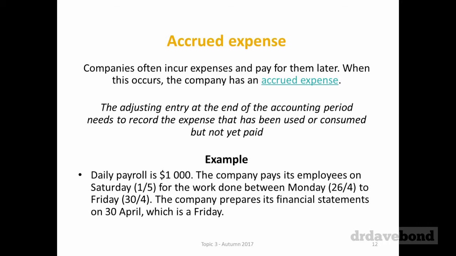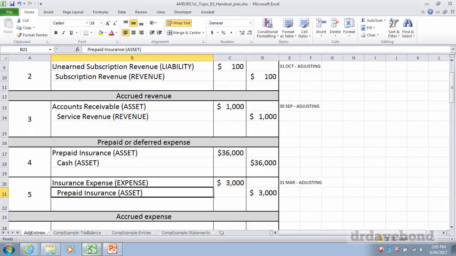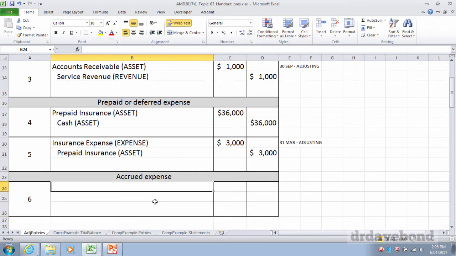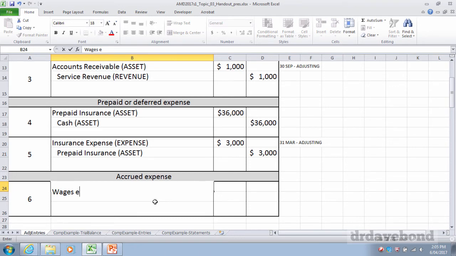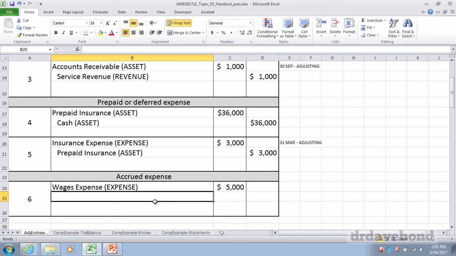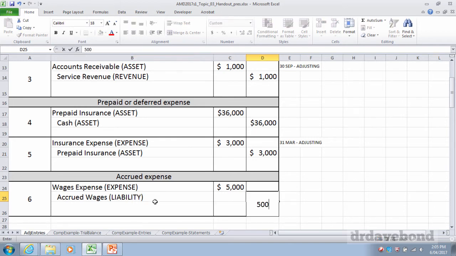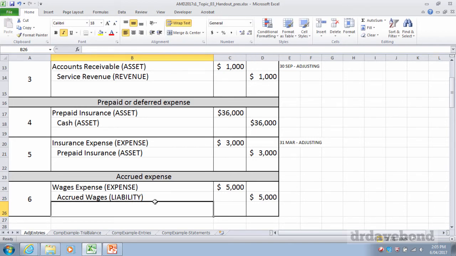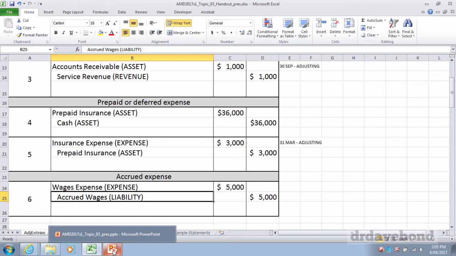So the entry for that would be wages expense, and that would be 5,000. Accrued wages, and that's a liability, and that's 5,000 because it's 5 days at $1,000 a day. So that picks up the expense and the liability. So now that we've got the expenses to where they need to be and the liability to where it needs to be, those are the 4 types of adjusting entries.